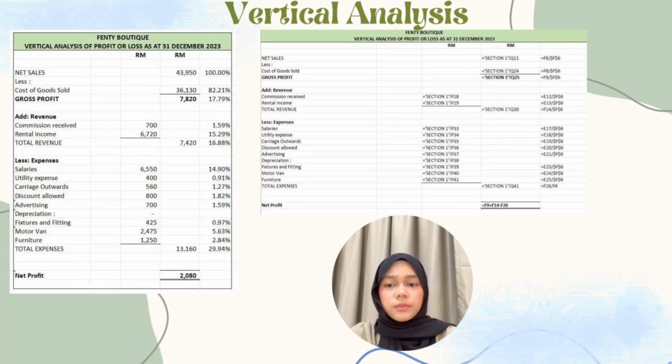As shown in this picture, this is our vertical analysis of profit or loss as at 31 December 2023. The formula of vertical analysis is equals F6 divided by $F$6 and multiply by 100, and we will get 100%.